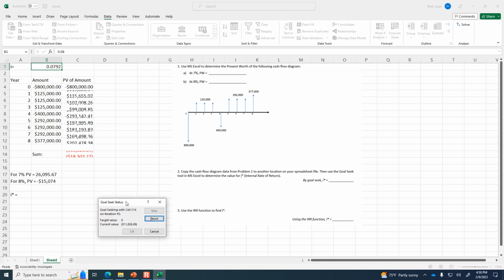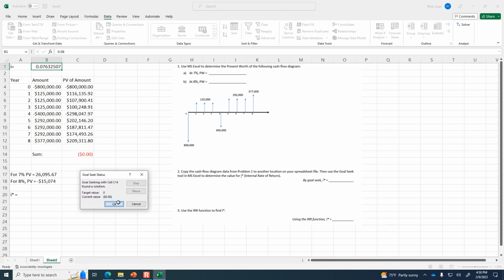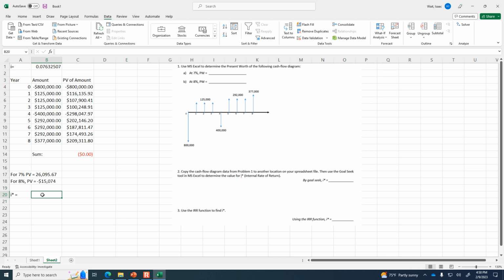There it goes. 7.63%. So 7.63%. So that's the internal rate of return. That means if you could take all of this revenue and reinvest it into this same business, then the overall net rate of return, including compounding, is 7.63%.